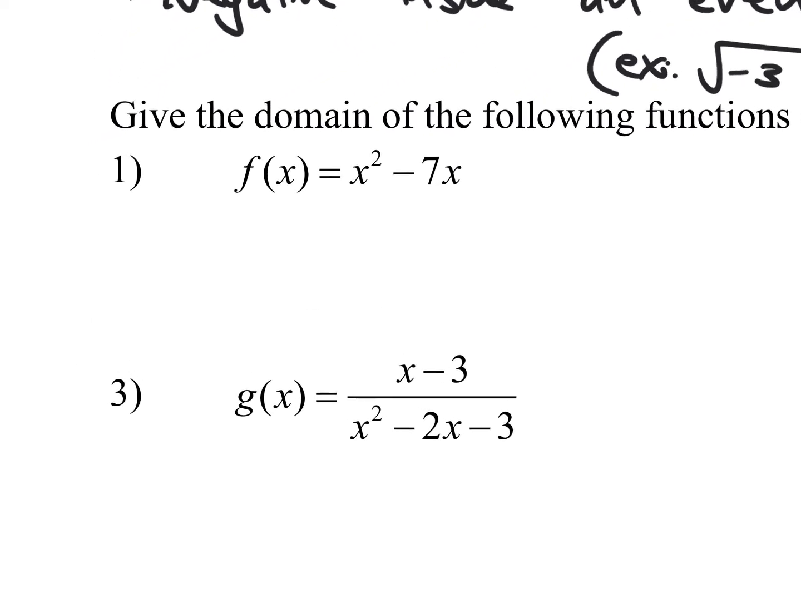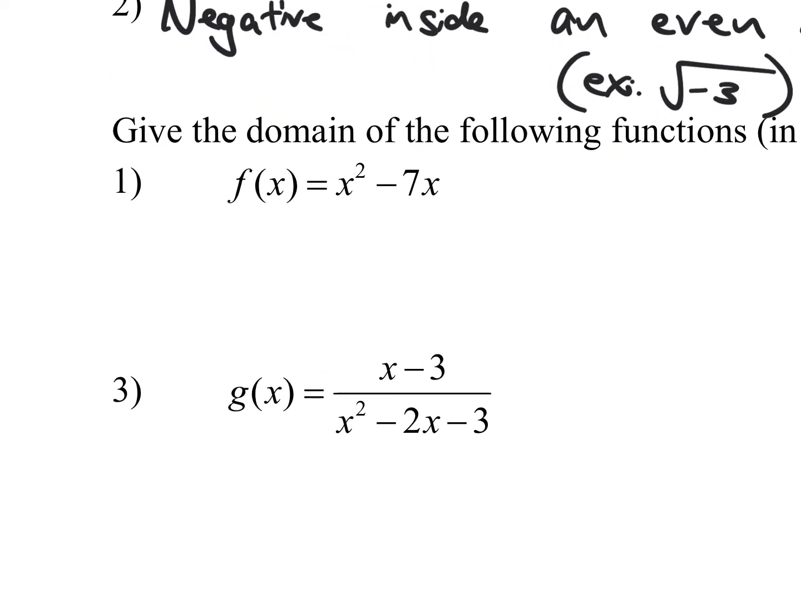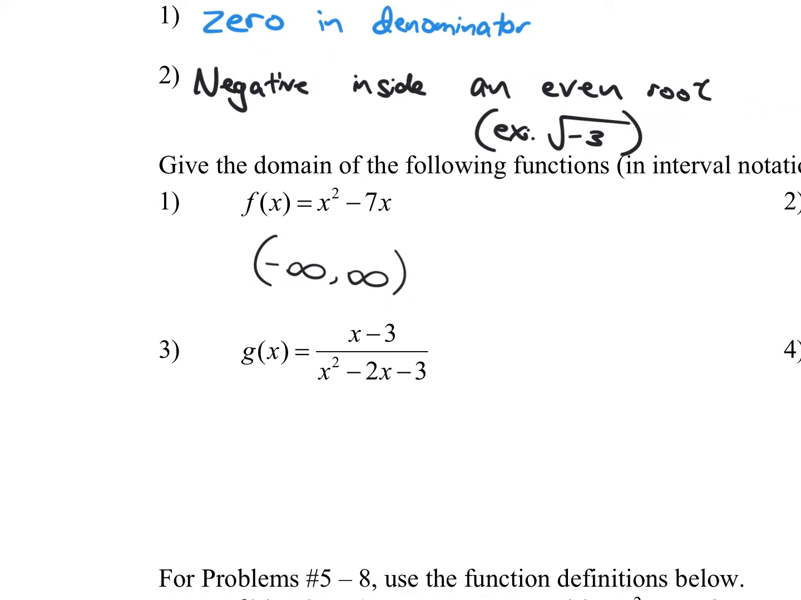So we're trying to identify the domain of the following functions. So f of x is x squared minus 7x. That's a quadratic function. Its domain is unlimited. And the way we show that in interval notation is we go from -infinity to +infinity. Those rounded brackets indicate that the endpoints, in this case -infinity and +infinity, are excluded from the data set.